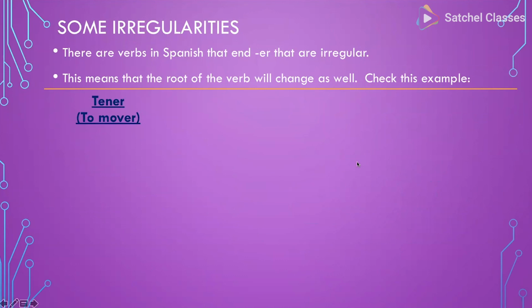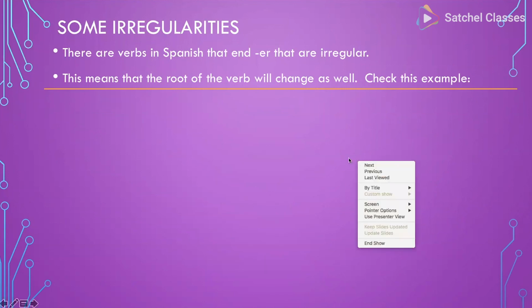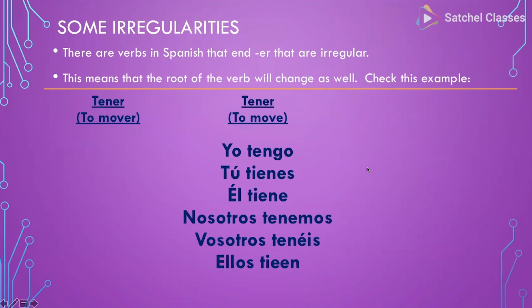Finally, we have tener, very important verb. We have yo tengo, tú tienes, él tiene, nosotros tenemos, vosotros tenéis, ellos tienen. Small mistake here. It's not to mover, it's to have. To have. That's what it means.